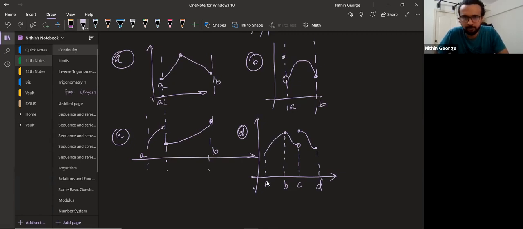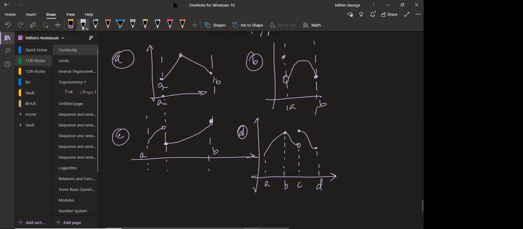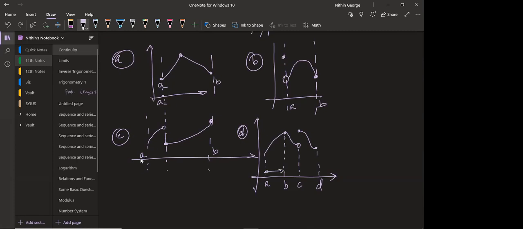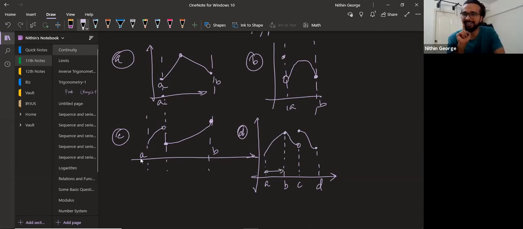Now the third part, what is happening? We can't apply it, because it's not continuous at a point in between A and B. It should be continuous throughout A and B. Now the fourth part. We can apply it because between A and B, it's continuous. Between A and B is where we are looking. Correct. Absolutely.